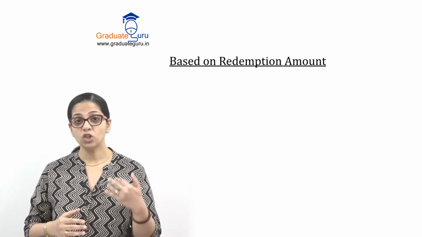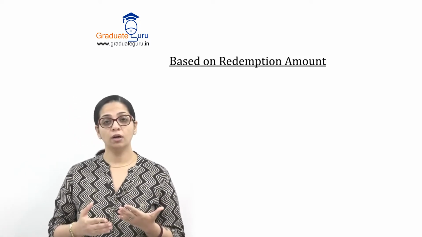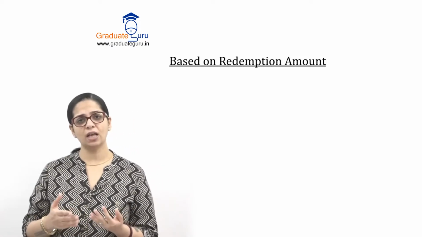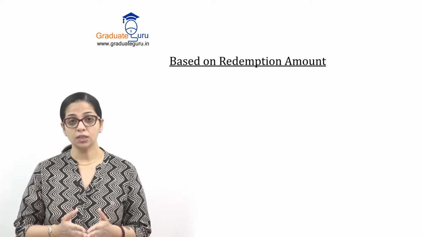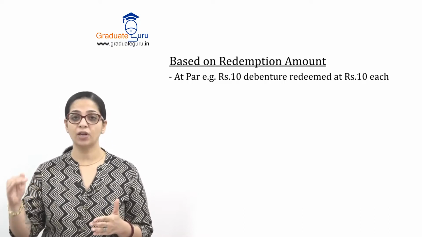The second category will be based on the redemption amount. How much amount you are paying at the time of redemption. So here there are 3 categories and they are very self-explanatory. The first is at par. What is at par? Par means face value.